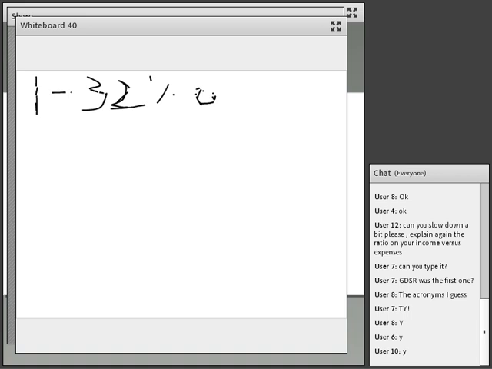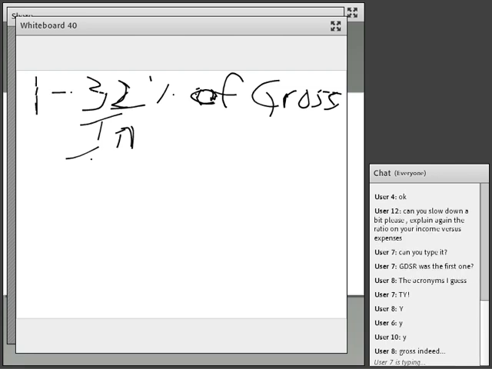Okay. All right. Income. Always gross income, actually. It's always gross income, correct? Correct.